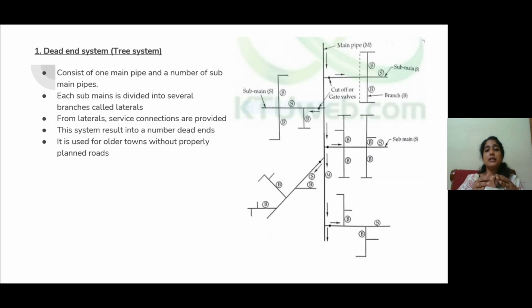This system results in a number of dead ends because the construction of this dead end system or tree system is laid in such a way that we have to depend upon the existing road network in that area or locality. It is used for older towns without properly planned roads.